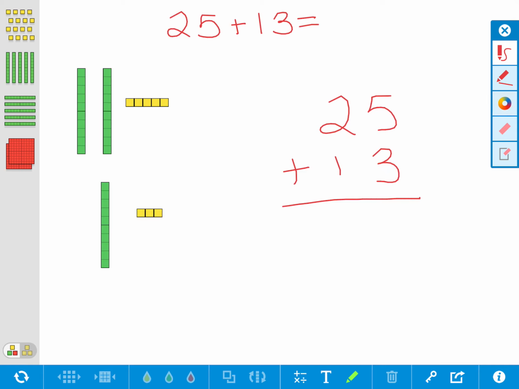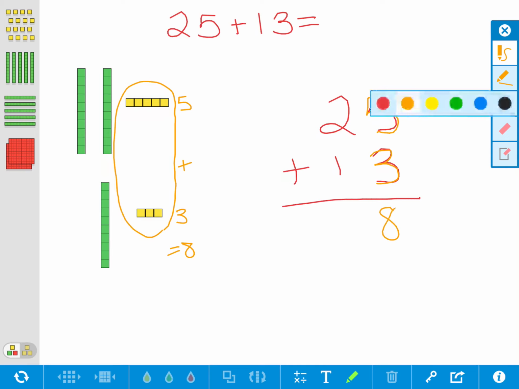So the first thing I'm going to do is look at my ones. So I've got 5 ones here and 3 ones here. And if I combine them, I have a total of 8 ones. Now let's check on this side. If I'm just adding up my numbers, I see 5 plus 3, and I know that that equals 8.